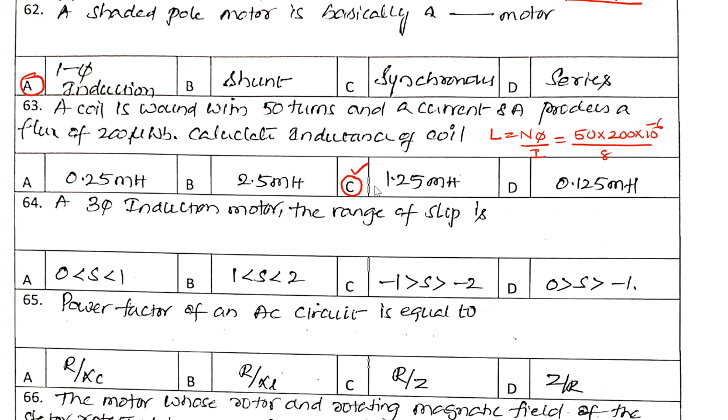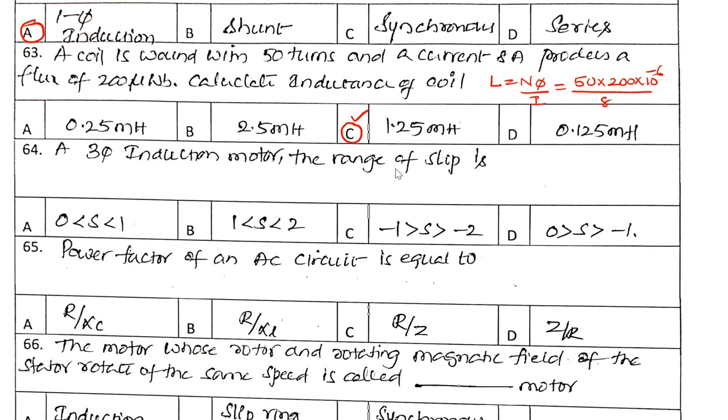Next one, 64th question. A three-phase induction motor, range of slip is. If you consider the three-phase induction motor here like this, slip is 0, slip is 1, slip is greater than 1 here and slip is less than 1 here. Here it is in generating mode, it is in motoring mode and it is in braking mode. As you can see, for a three-phase induction motor the range of slip is in between 0 and 1. So the answer is in between 0 and 1. So 64th question, A is the right answer.